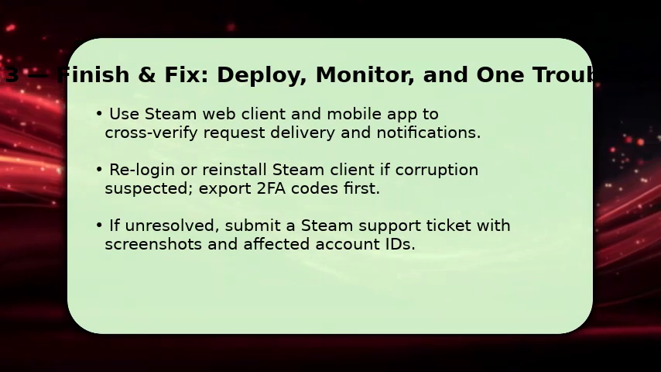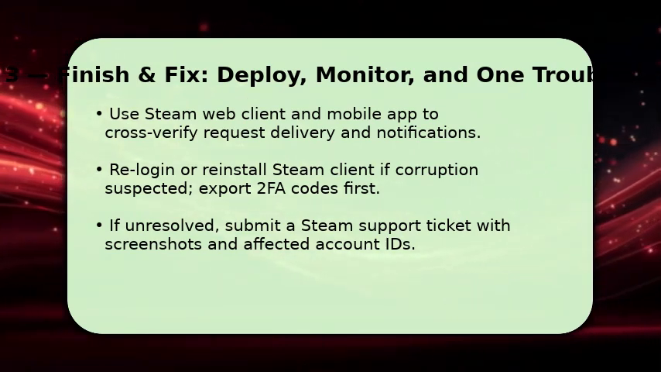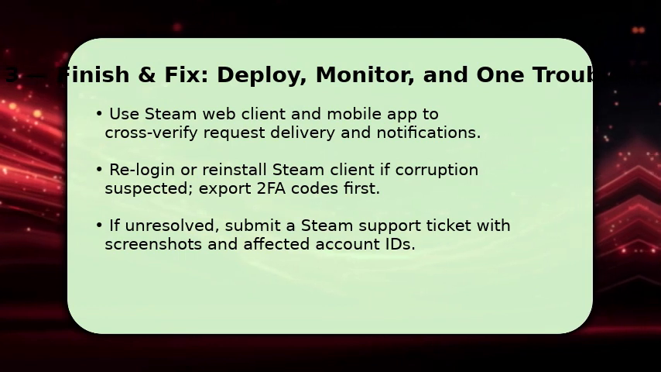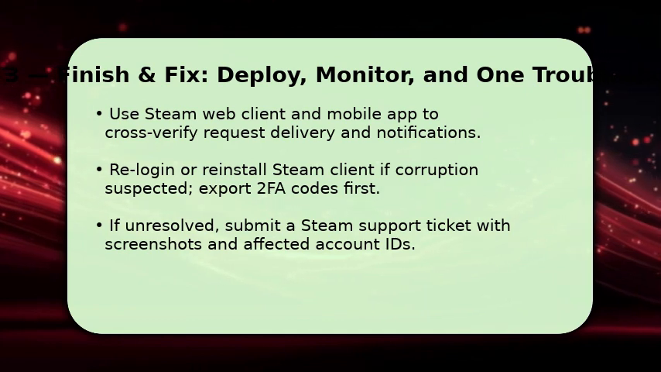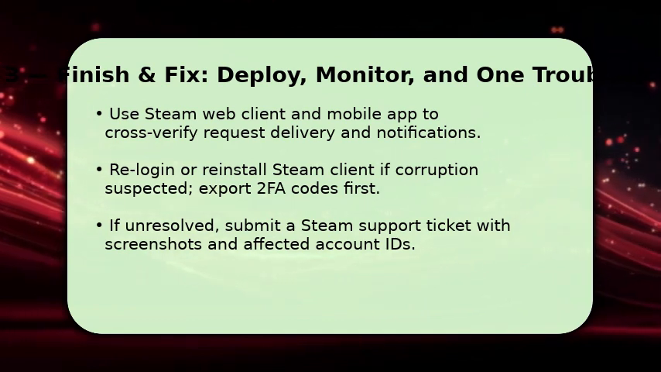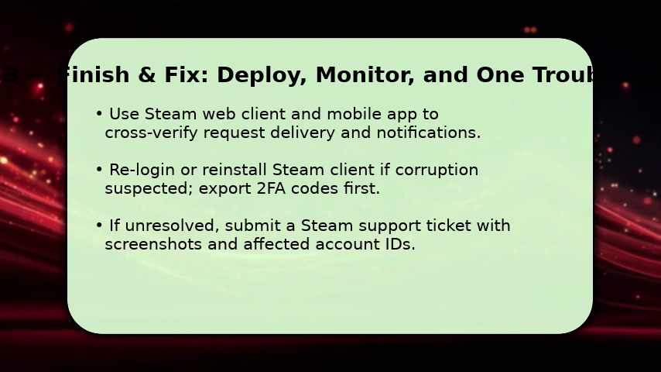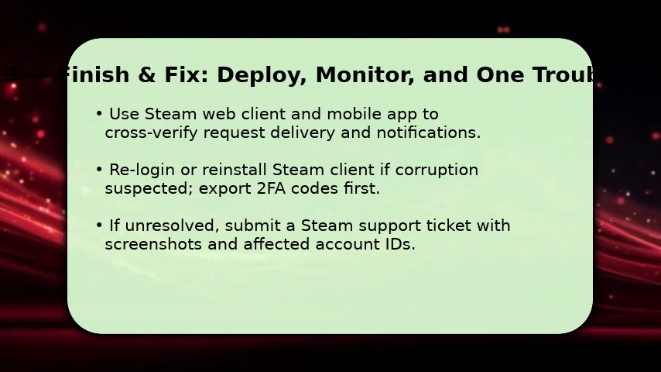Use the Steam web client and mobile app to confirm a sent request shows up for the recipient. If nothing appears, log out, remove local files if needed, and reinstall the client. Export Steam Guard 2FA codes before you uninstall. Once reinstalled, retry the friend request.